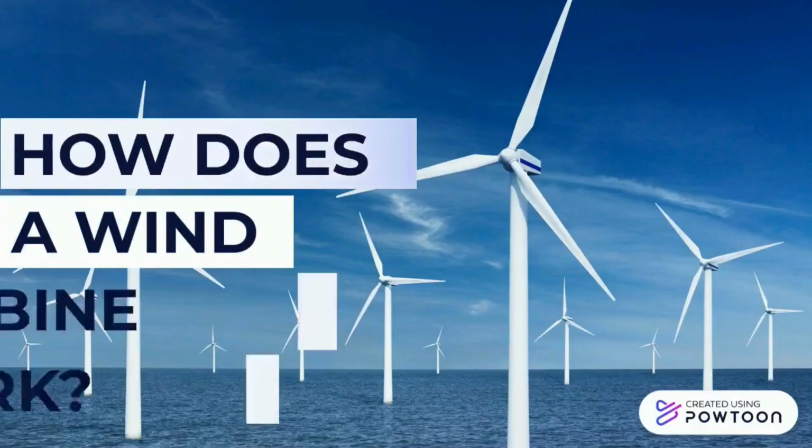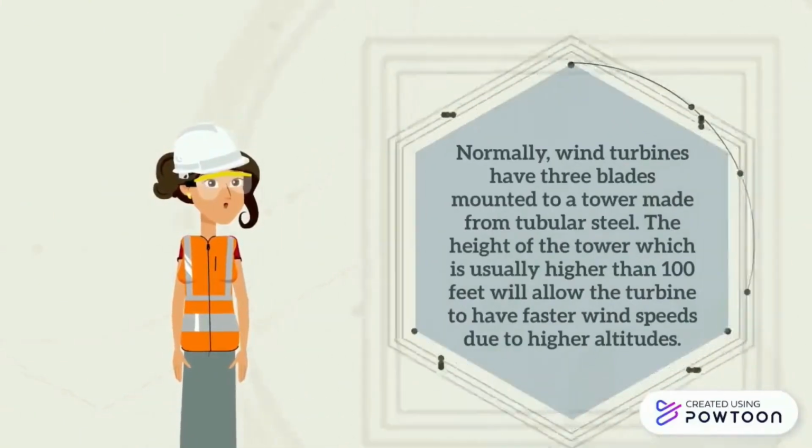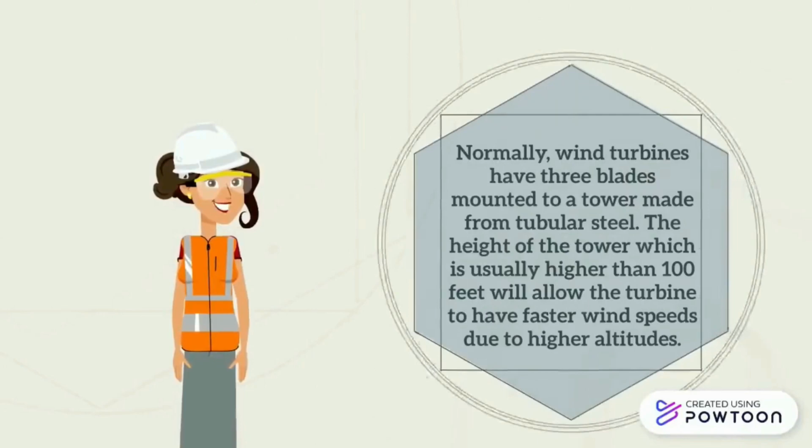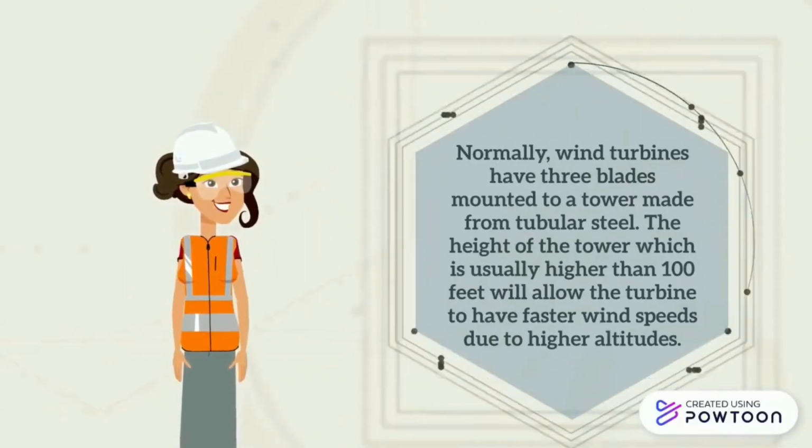How does a wind turbine work? Normally, wind turbines have 3 blades mounted to a tower made from tubular steel. The height of the tower, which is usually higher than 100 feet, will allow the turbine to have faster wind speeds due to higher altitudes.